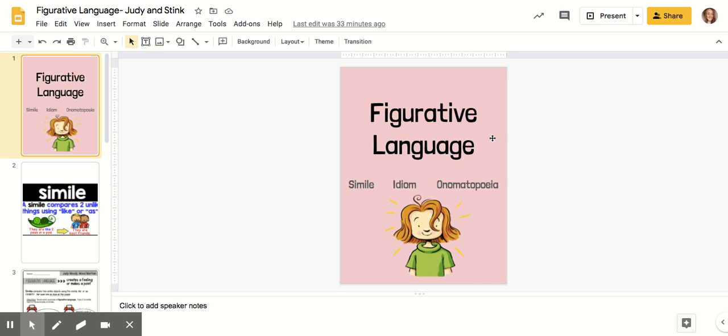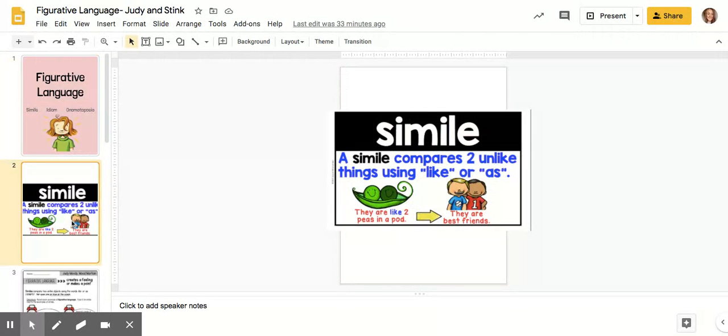This is how you should complete your figurative language assignment today. Remember, we're going to be talking about similes, idioms, and onomatopoeia. If you forgot, you can look on this slide. A simile compares two unlike things using like or as. These are the examples down here. They are like two peas in a pod, which means they are best friends.